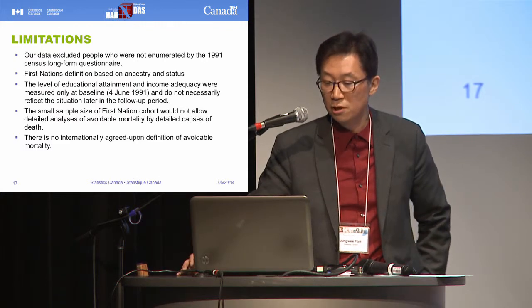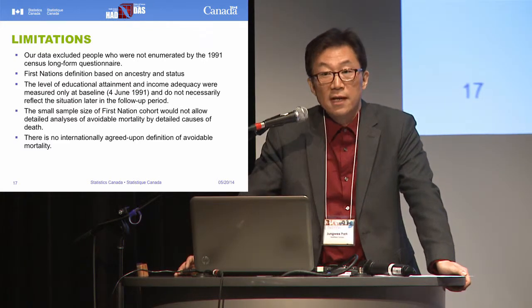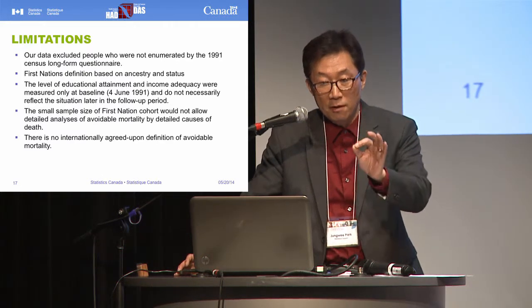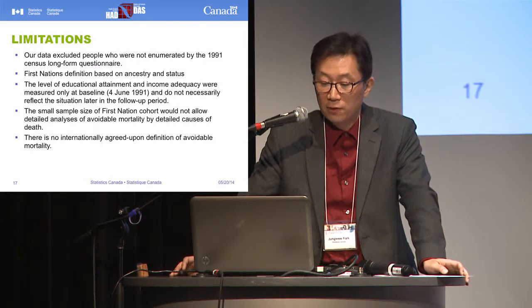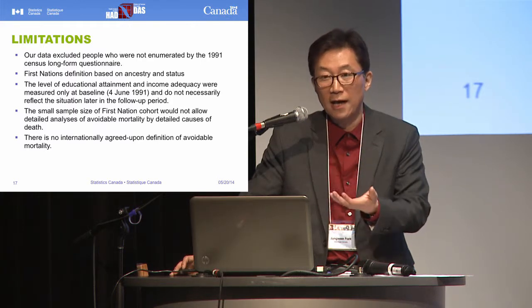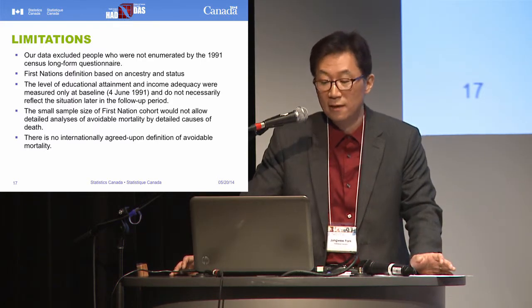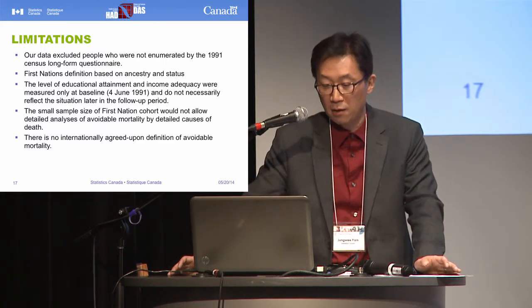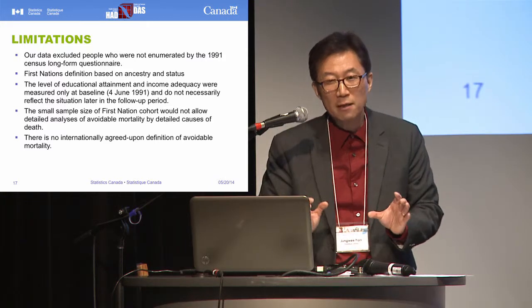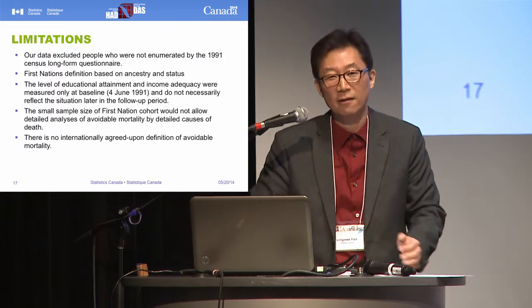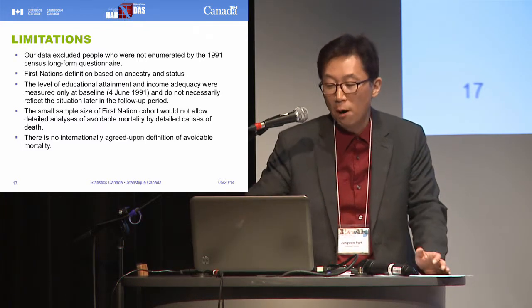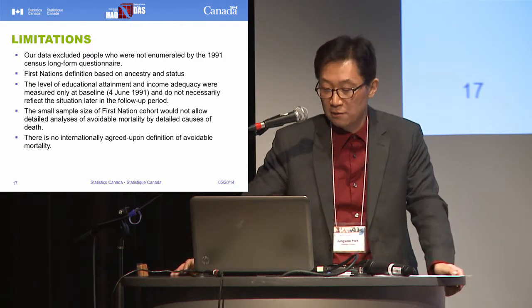And quickly, the limitations. Using the census is great, lots of information, but if we don't catch information by that census, we don't have the information for this study. And the First Nations definition is strictly based upon ancestry and not identity in 1991. So that may cause a problem. And level of education and income adequacy, we control that, but we have only information at the baseline, which is 1991. So that can cause issues in follow-up years, like 20 years later, when maybe the situation is different.